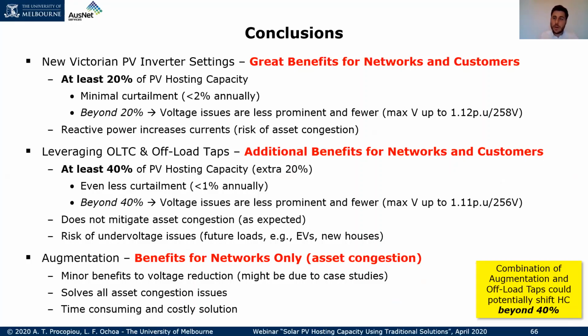Now, in terms of augmentation, in this particular case, we have seen benefits only for the networks, and those are focusing on asset congestion, given that we are directly replacing those assets that are overloaded with higher rating assets, and we have seen minor benefits in terms of voltage levels. However, this might be considered a time-consuming or costly approach, but as with every solution that we have shown previously, everything comes with a trade-off. In these particular cases, we can consider that a combination of augmentation and offload tap changes might potentially help us to shift the hosting capacity beyond 40%.